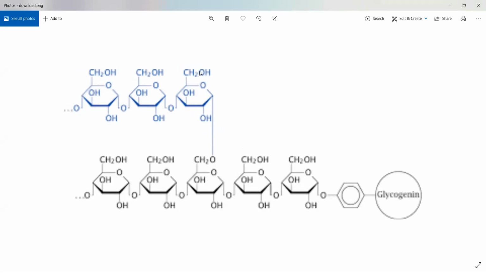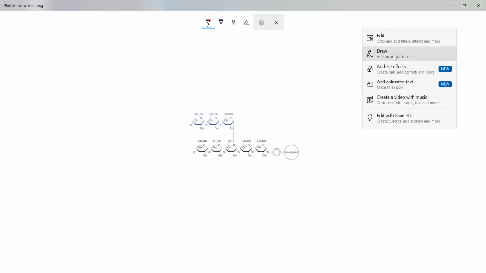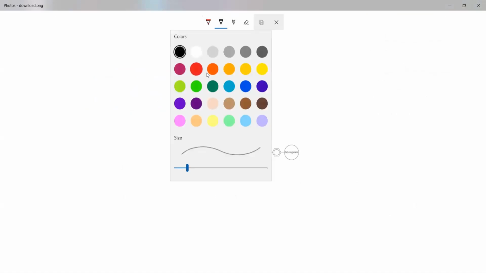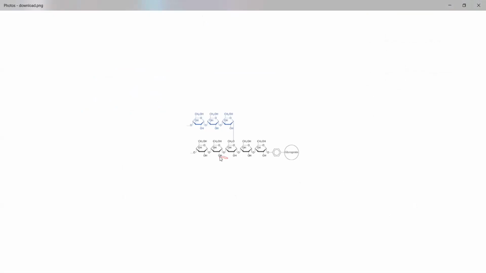Here I'm not able to enlarge and draw it for you, but if you can see this, these two are 1,4 linkages. This is 1 and this is 4. This is a very small image, that is why I'm not able to draw on it properly. Where you get branching, 1 is attached to 6. So 1,6 will make a branch, while 1,4 will carry on the molecule linearly.